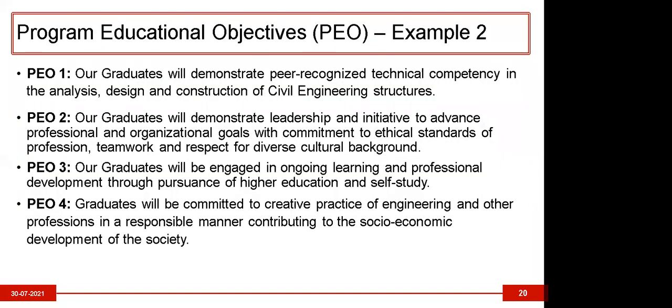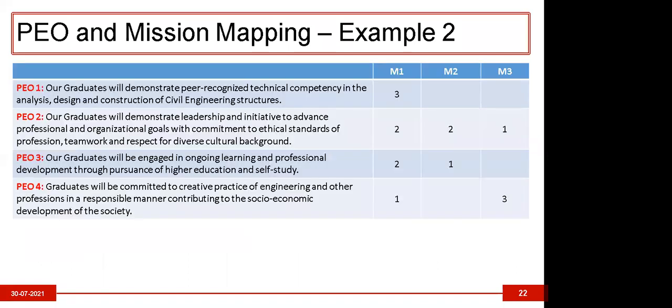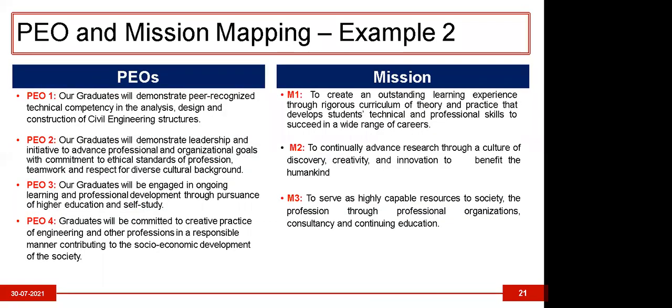Similarly, I have another example here, the PEOs of civil engineering. And here we have 4 PEOs under this circumstance. The mission statements of the particular department have also been identified. And now we try to construct how the PEOs and mission of the department are getting mapped. So when you look at PEO 1, it is with respect to M1. M1 is their mission statement. So it is highly attached with the PEO. That means high mapping is observed here.